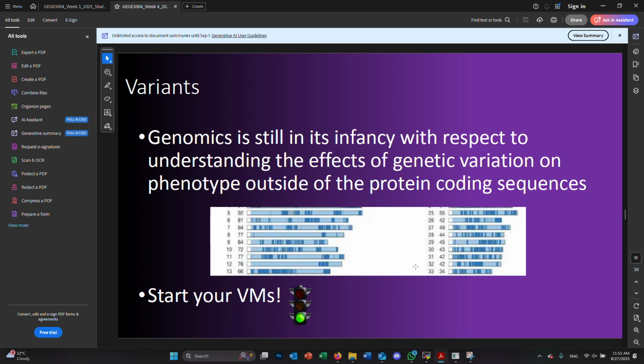So what you are doing today is what would be done for any other mammal without a reference genome, right? You would use your own reference assembly and then align the sequencing reads back to it to try to identify variants. So with that, go ahead and start your virtual machines back up.